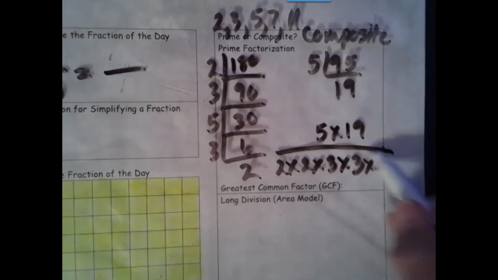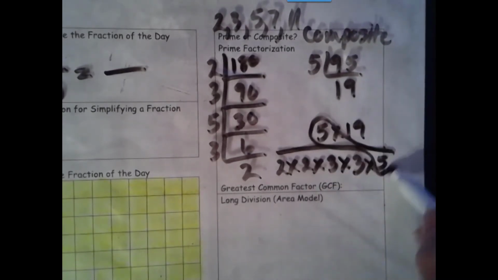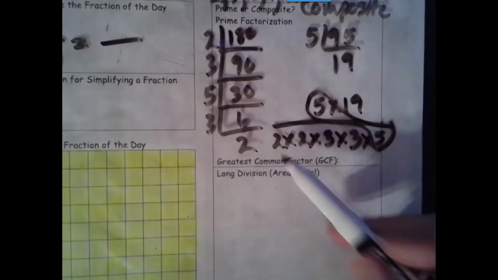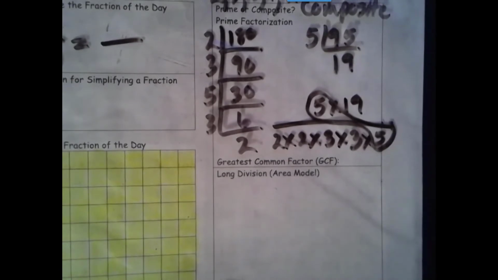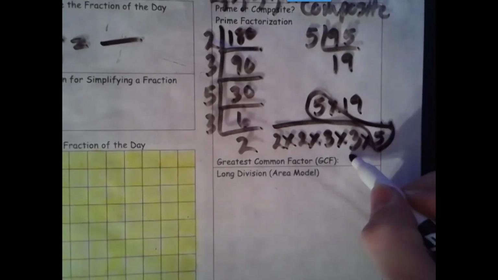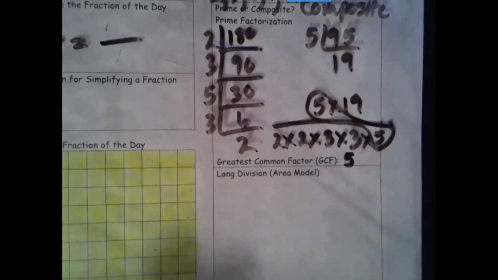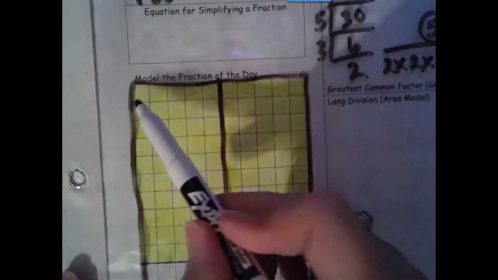Okay, what we have in common is a 5. So we're left with 19 in the numerator. 2 times 2 is 4, times 3 is 12, times 3 is 36, so 19/36. So our greatest common factor is 5, so that means we need to make groups of 5. Your groups do not have to look like mine, but they do need to have 5 in each group. We do need to keep our shaded separated from our unshaded.